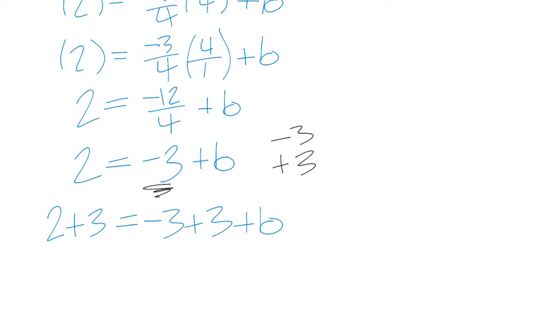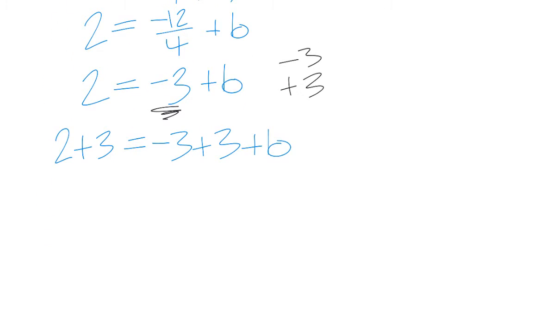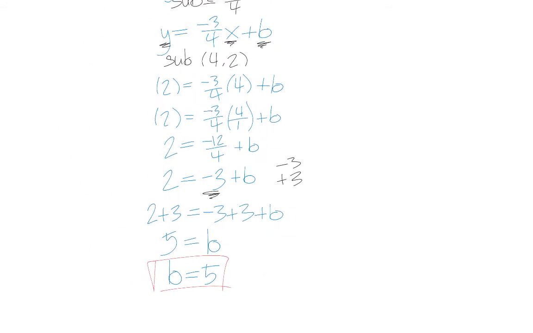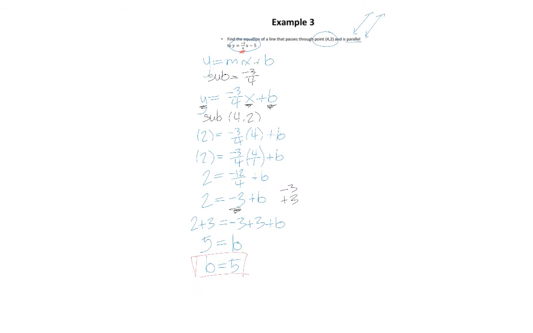In our next step, we want to simplify some of these numbers. 2 plus 3, it's pretty simple, that's 5. Negative 3 plus 3 cancels out, that becomes 0, but we don't write zeros in. Therefore, b is equal to 5. And like I said, we read left to right, so let's flip that around. B is equal to 5. We know what our y-intercept is, and we know what our slope is.